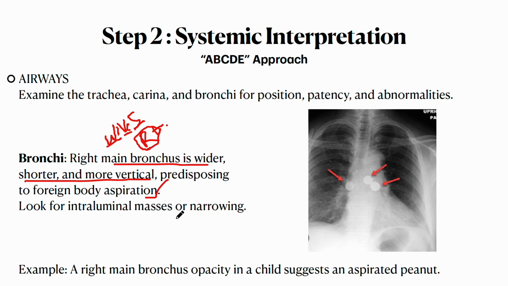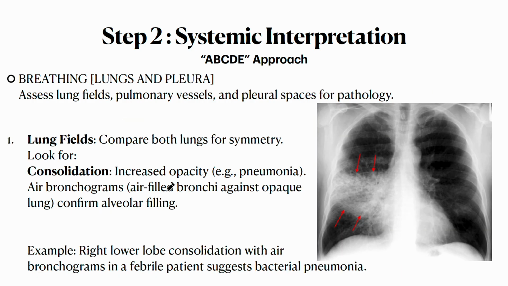Look for intraluminal masses or narrowing. Here you can see these are intraluminal masses, right? This can be an aspirated foreign body in childhood, in child X-rays, right? Or a right main bronchus opacity in a child suggests an aspirated foreign body, and this also suggests an aspirated foreign body right here. It is present in both bronchi, right? So the right main bronchus is more predisposed for lesions. That is how we complete our airways.